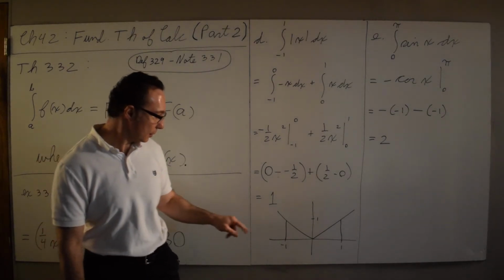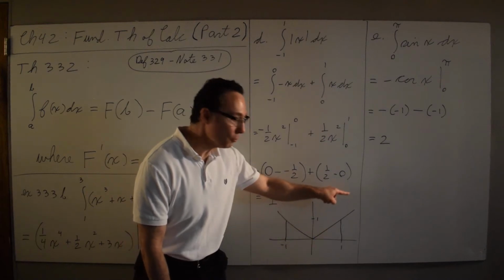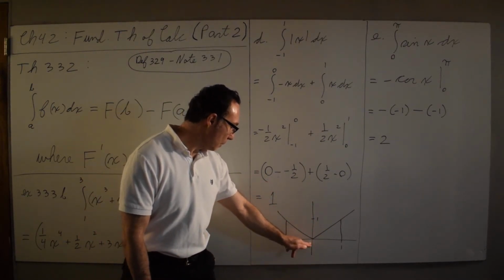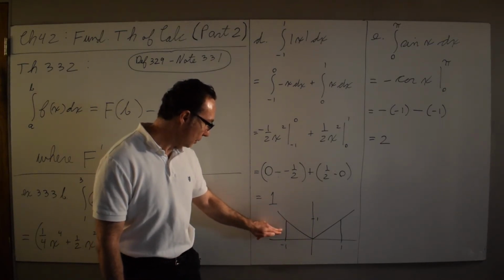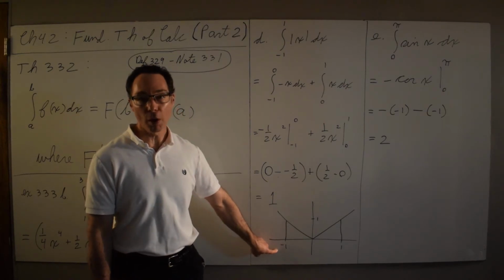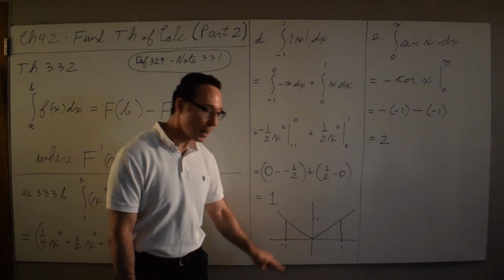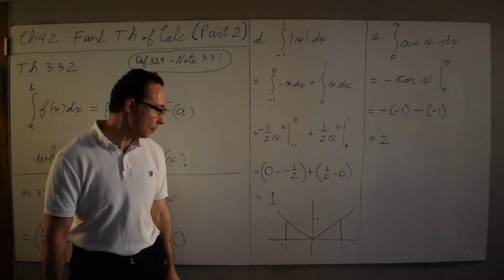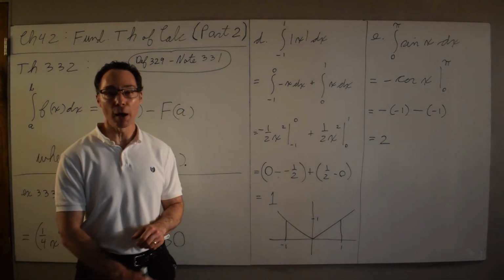Another way to do this is by the area under the curve. This is the graph of the absolute value function. And we have two triangles. The base of this triangle is 1. The height is also 1. So we use the formula 1/2 base times the height. So the area of this triangle is 1/2. The area of this triangle is 1/2. So the area under the curve is 1/2 plus 1/2, which is 1.